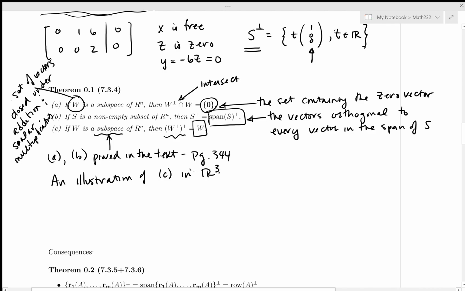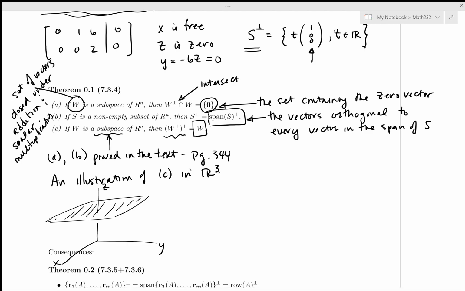Okay, so what we can do is just imagine we've got a plane. I'm going to try to draw a plane in R3. Let us just draw it like this, and we can imagine the axes here, for example, like that. So we've got X and Y here and Z here. My attempt here has been to draw a plane that is parallel to the XY plane, like that. Okay, and I'm imagining that to be W.